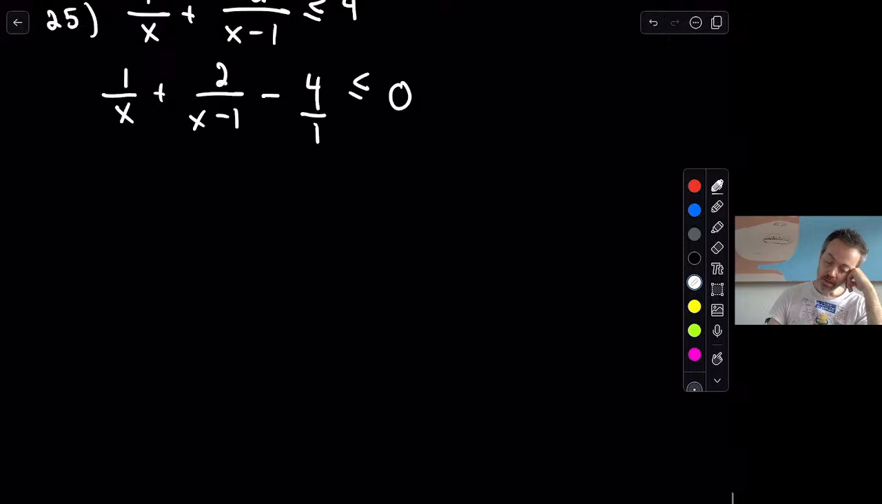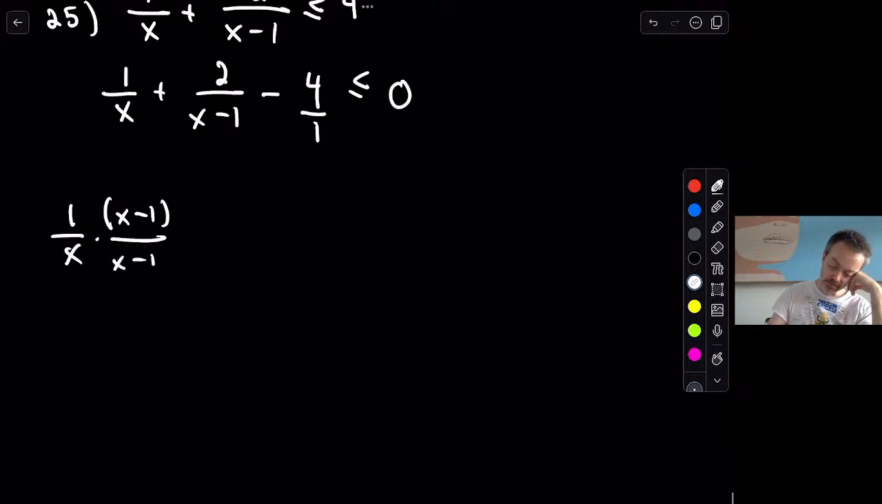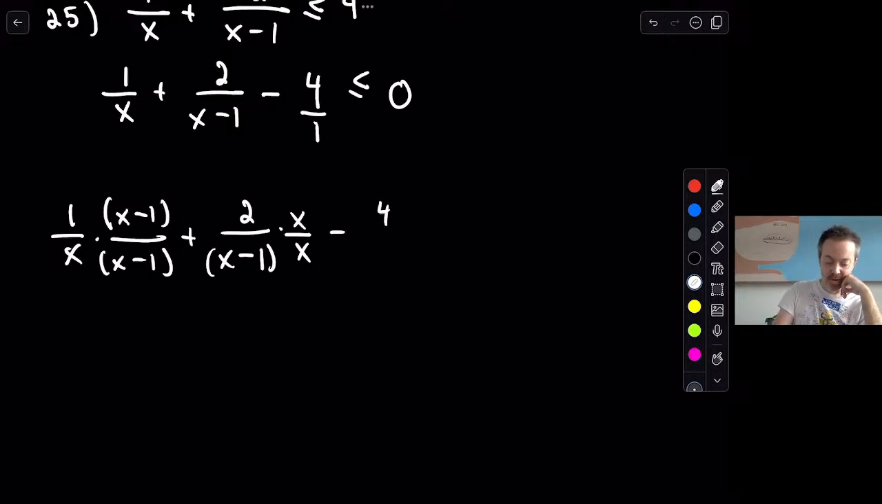Okie dokie. So for my first fraction, I think we would have to multiply top and bottom by x minus 1. For my second fraction, I think we could multiply top and bottom by x. And for my third term on the left, I'm going to have to multiply both by x and x minus 1.